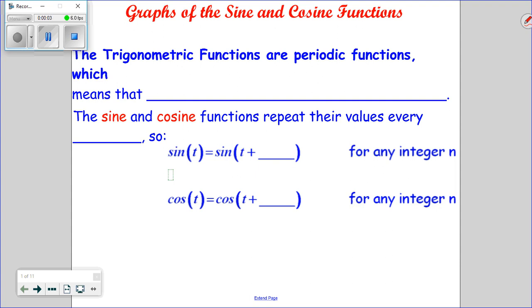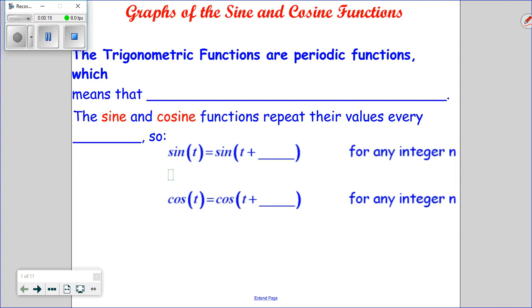Hi everyone. In this video we're going to review the parent graphs for sine and cosine, look at some of their characteristics, and then I'm going to show you how to transform the graph of sine and cosine using transformations.